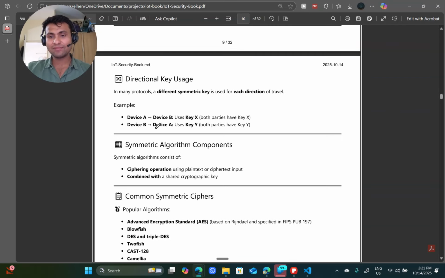Many times, when device A is sending to device B, they use key X, and both parties have key X shared originally. If device B is sending to device A, then both have key Y, which is already shared with them. So they both maintain key X and key Y.